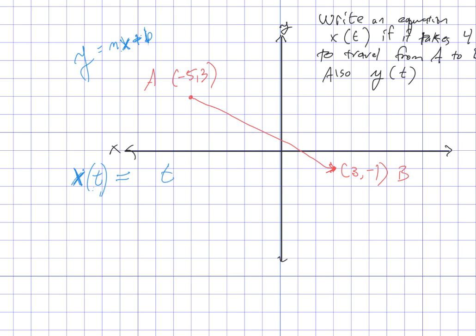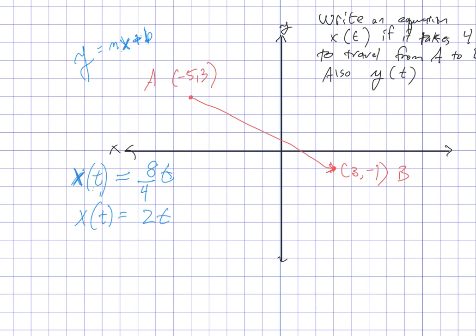So I look at my points, and from A going to B, I'm going to change from -5 to +3. So my x is changing a grand total of 8 out of 4 seconds. So my slope, if you will, for x of t is 2t. All right, but I've got this b.